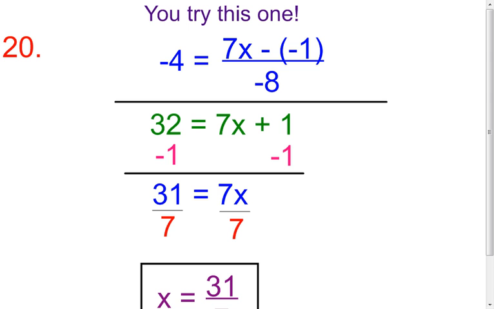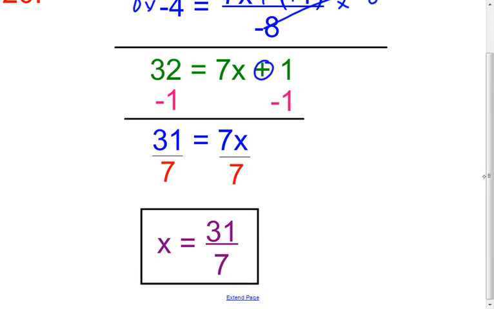Okay, a couple things. First of all, I changed this to a plus, and that's why it's plus right here. First step, I multiplied by negative 8. That drops, and that's how I got 32 equals 7x plus 1. Then, of course, I subtracted 1, and I divided both sides by 7. And I got 31/7 for an answer, which would lead many people to believe they did it wrong, but they did not. So just be aware that that will probably happen to you.